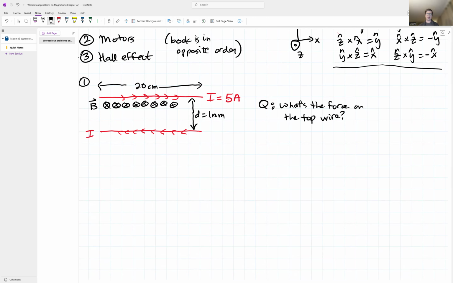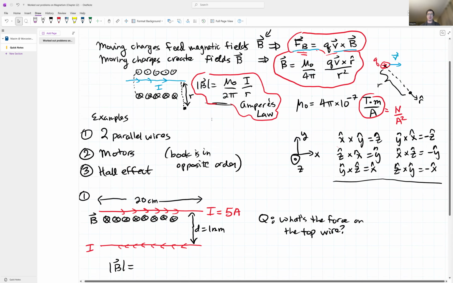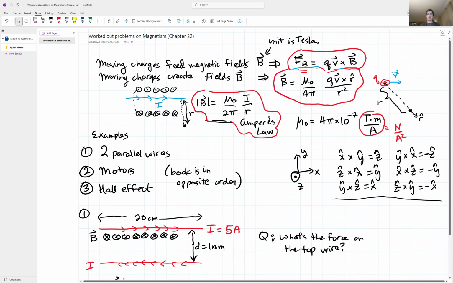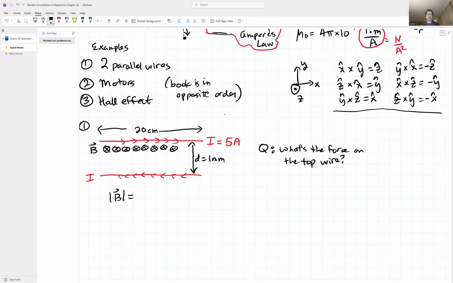So the first thing to do is calculate this magnitude of B at the location of the top wire. We already saw the formula for that. That's up here. All right, it's this Ampere's law. So we'll just write it down. It's mu 0 times I over 2 pi. And then the distance we care about, we're looking for the field at the location of the top wire. So this is D, the separation between the wires.